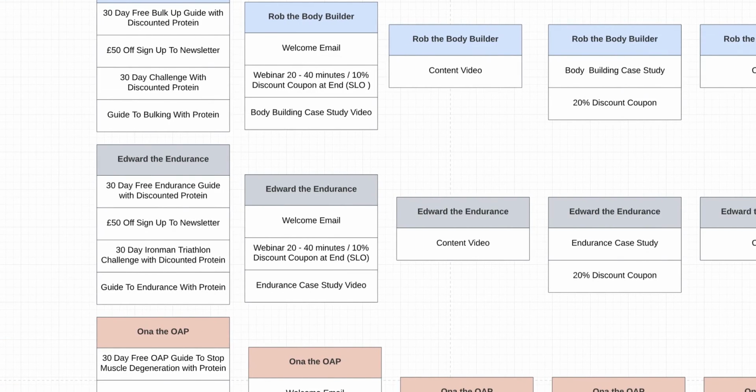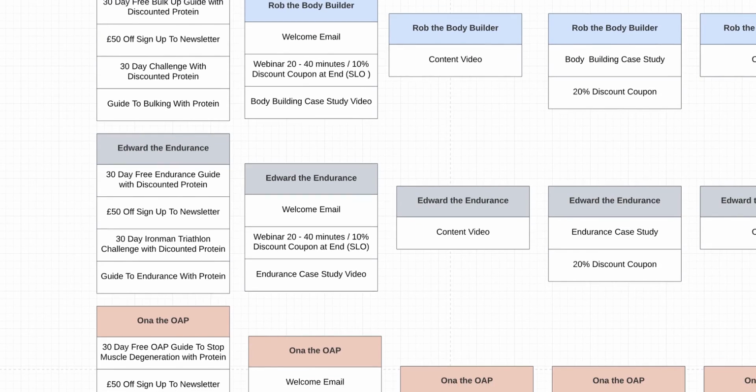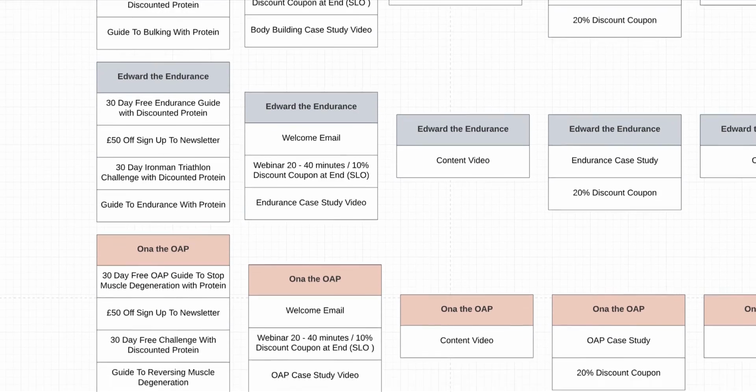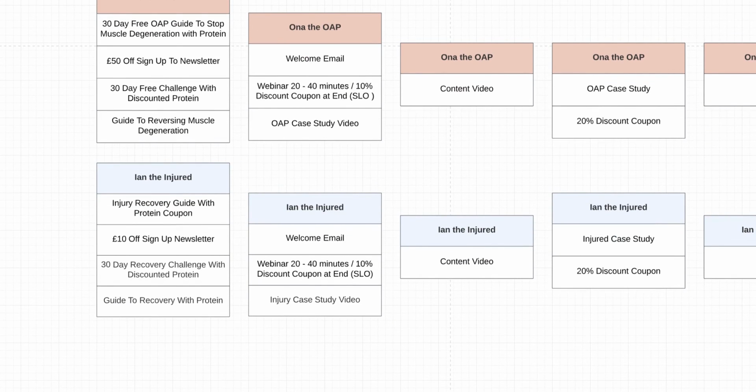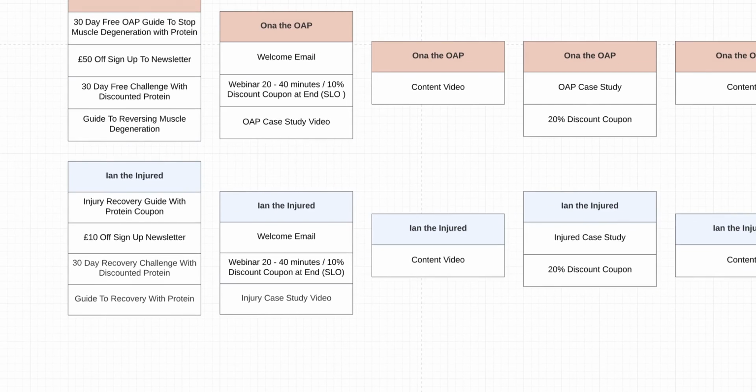And then with the endurance persona, you obviously do exactly the same, but it's tailor-made for endurance. Owner the OAP, exactly the same, but it's tailor-made for her condition. She doesn't want her muscles to degenerate. She's not interested in bodybuilding. She wants to remain healthy for her 70s, 80s and 90s. If you are doing protein, exercise and fitness for people in their 70s, 80s and 90s is massive. I'm not actually joking. So yeah, really good target audience. Ian the Injured, you do exactly the same. And you basically build it out like this.